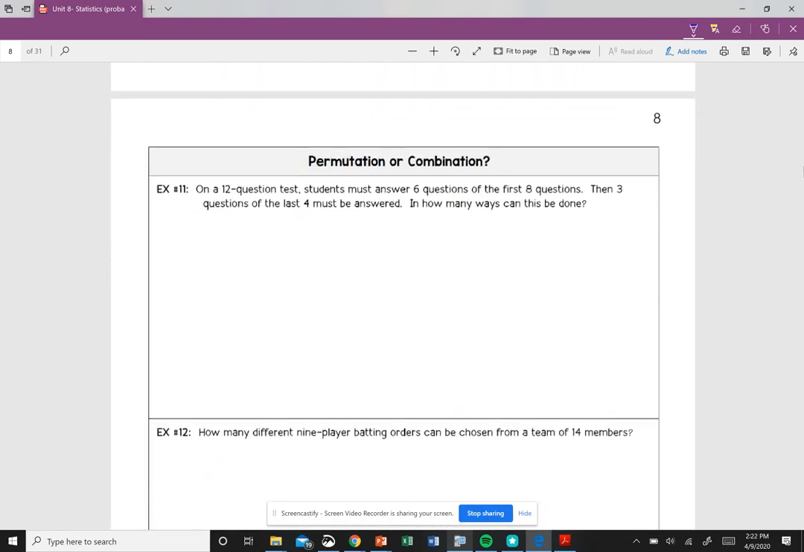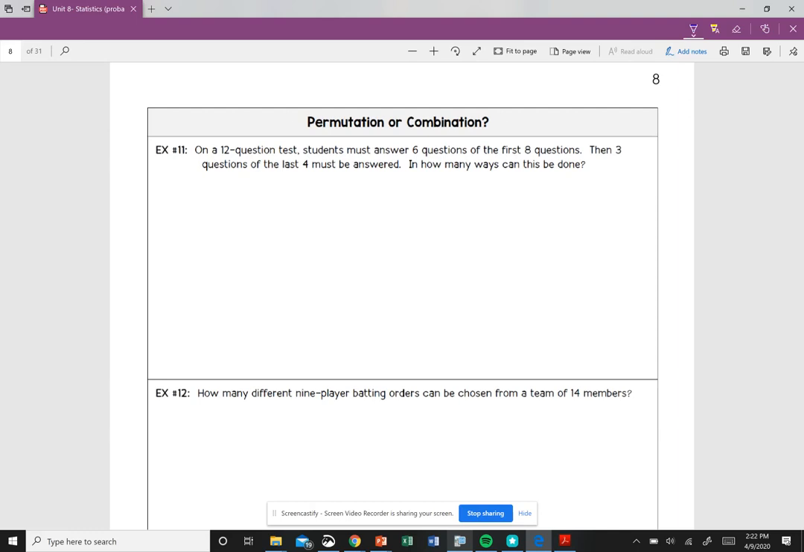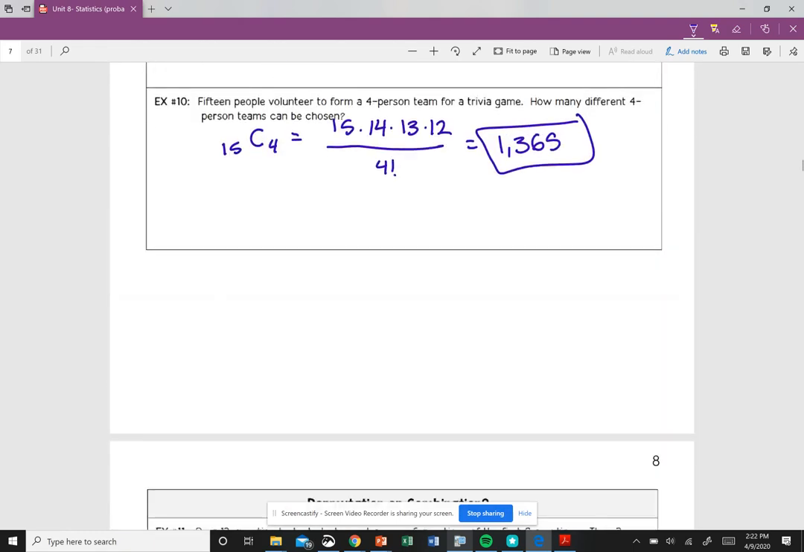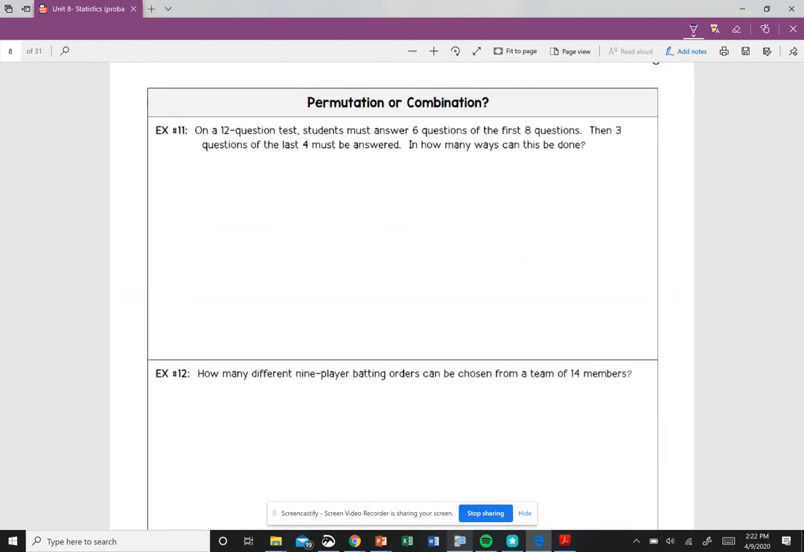Okay, so you guys are going to decide, is this a permutation or a combination? And then once you decide that, run it. I think this is the last thing we're doing today. Yeah, it is. All right, so right here. On a 12-question test, students must answer 6 questions of the first 8 questions. So you have to answer 6 of the first 8, and then 3 of the last 4 must be answered. How many ways can this be done?